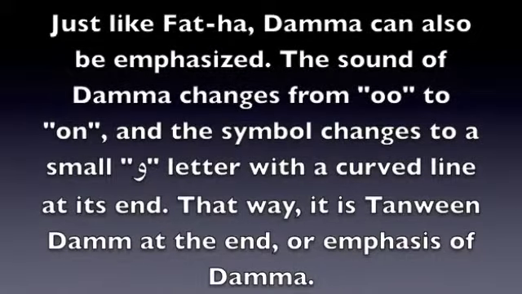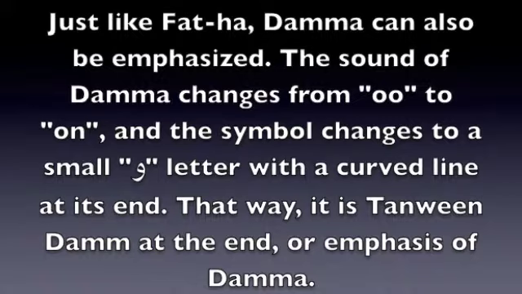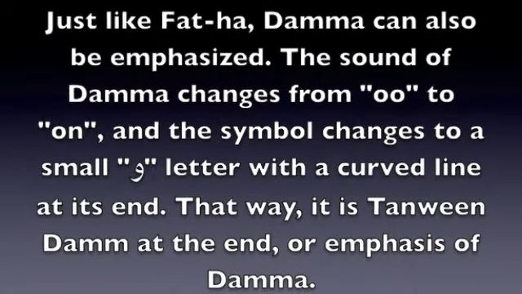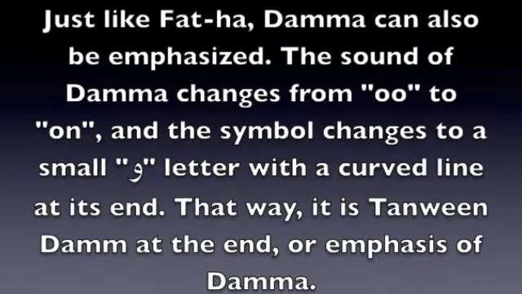Just like fatha, dhamma can also be emphasized. The sound of dhamma changes from u to on, and the symbol changes to a small waw letter with a curved line at its end. That way, it is tanween dhamm at the end, or emphasis of dhamma. This is what tanween dhamm looks like.